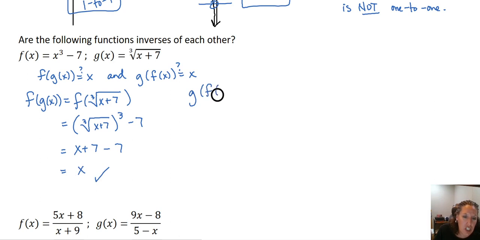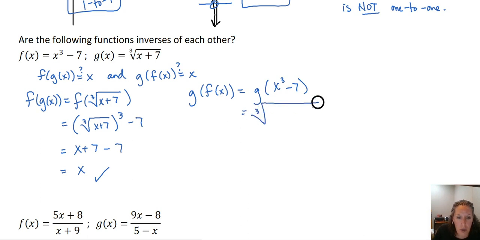And then we need to find g of f of x. So now we're going to plug in the other direction. We're going to plug that x cubed minus 7 into our g function, which is going to be the cube root of, instead of x, x cubed minus 7. Then we still have that plus 7.